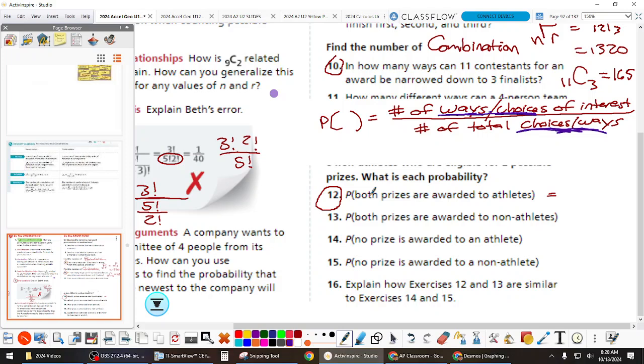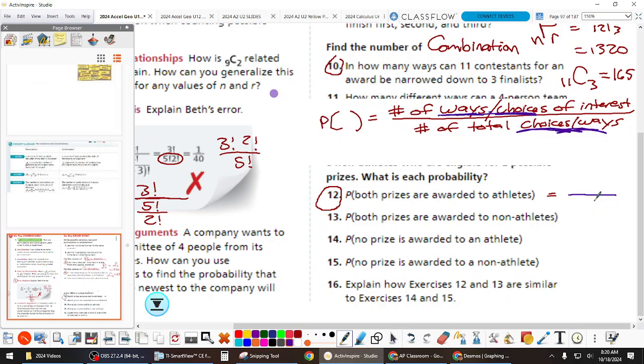How many ways can we give the 2 awards? How many ways can you pick 2 people out of how many? 14. Is everybody clear on that? How many ways can you give an award to 2 people out of 14? Okay, so that's going to be what?